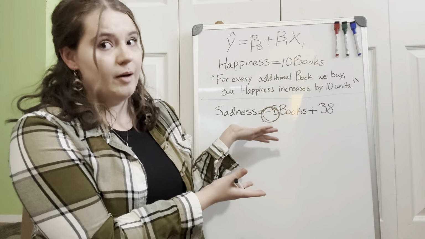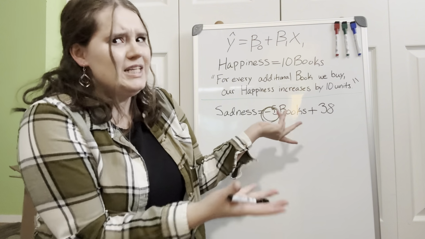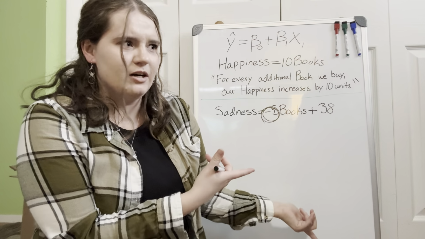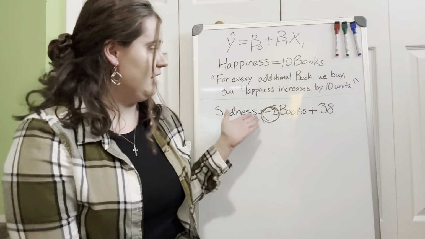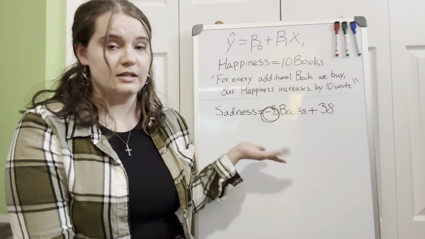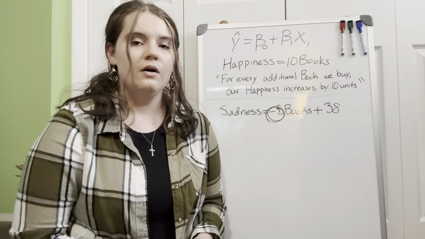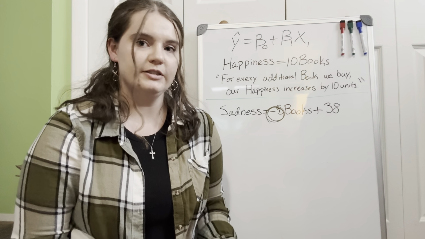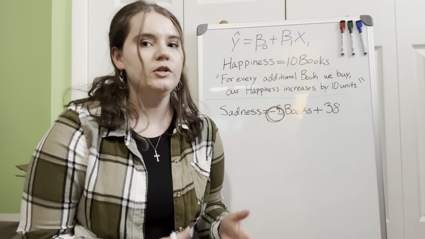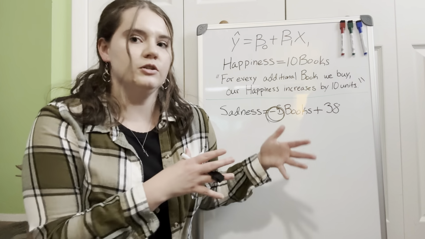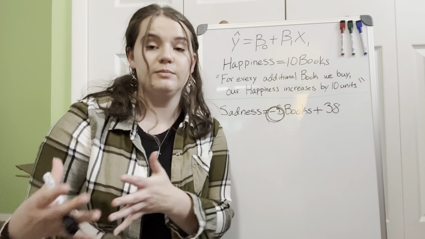So the common denominator here is that we need to buy more books because it makes us happier and it decreases our sadness. And this is totally not an equation I completely made up off the top of my head. Nothing biased here. When you are asked to interpret the slope of a regression equation, what you are being asked is how much does y change when you change your x by 1?